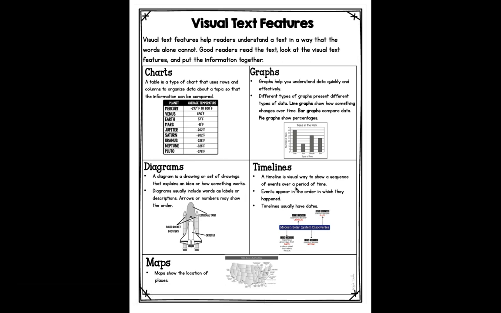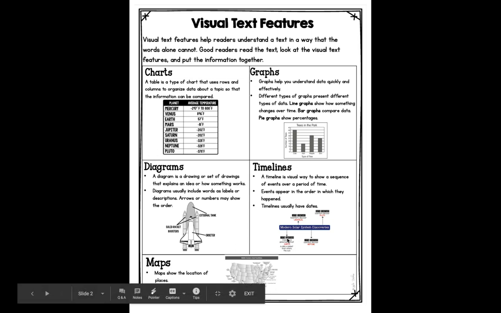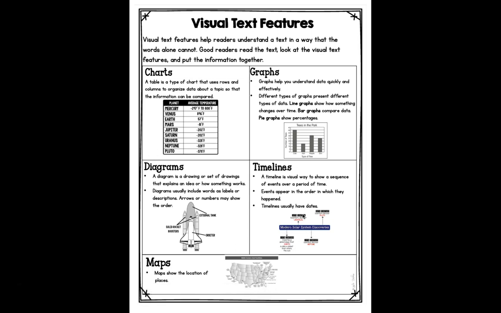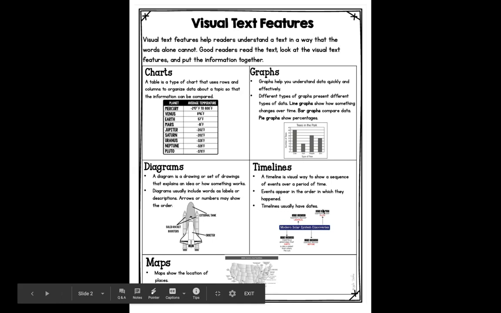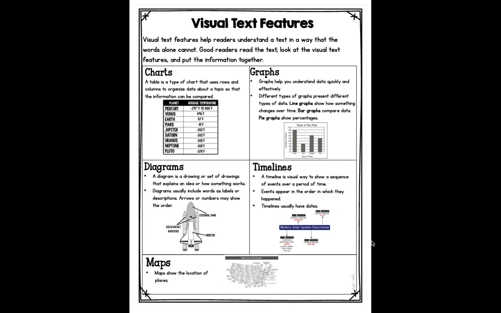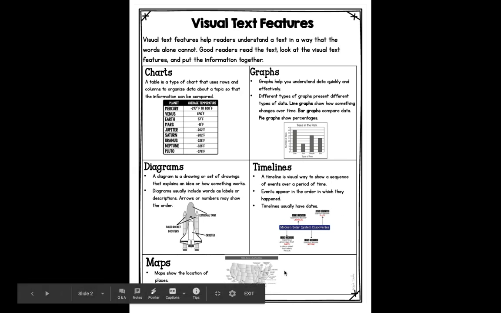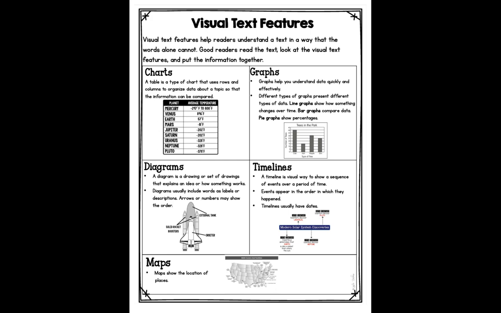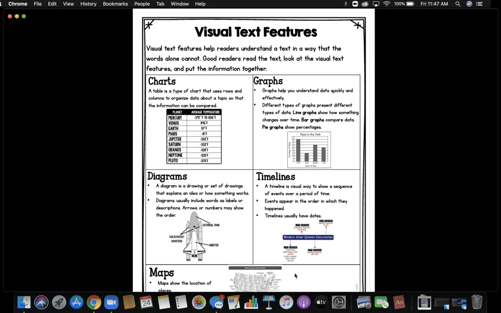Timelines are a visual way to show a sequence of events over a period of time. Events appear in the order in which they happened, and timelines will have dates. So you see modern solar system discoveries. This would be what happened first, going left to right, here, here, and then here. A map shows the location of places. So you will see on the map where certain things are. So these are just some of the visual text features you will see on your work this week.